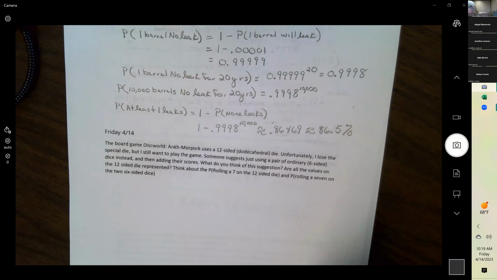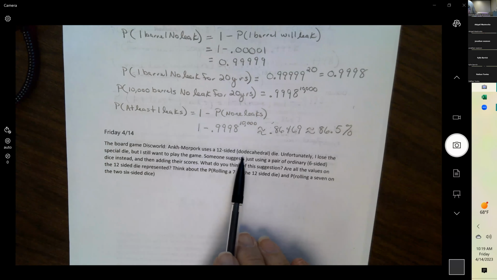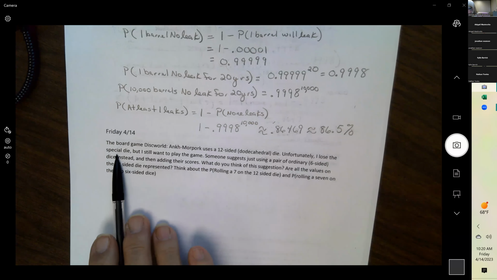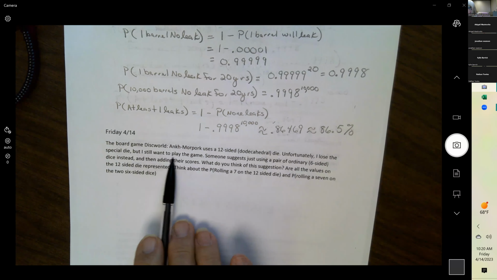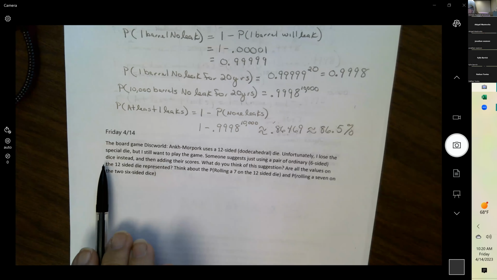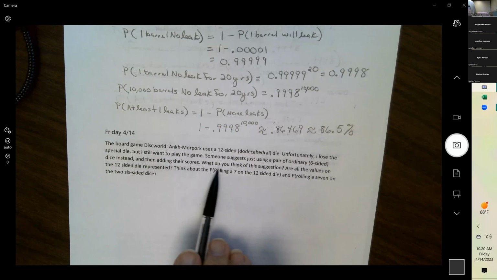The board game Discworld uses a 12-sided dodecahedral die. Unfortunately, I lose the special die, but I still want to play the game. Someone suggests that using a pair of ordinary 6-sided die instead and then adding their scores. What do you think of this suggestion?